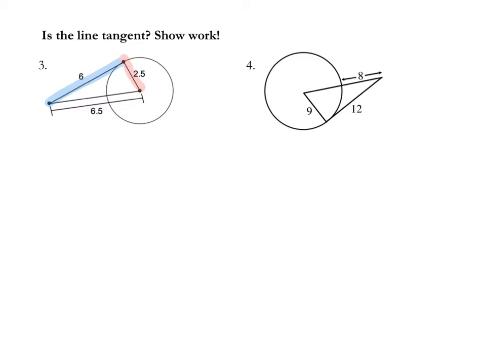So if that were really a tangent line, then there should be a right angle here. So that's really what we're testing for. We want to know, is that a right angle? So to test that, we really want to know if that's a right triangle. And in order for that to be a right triangle, that would have to mean that a squared plus b squared equals c squared.